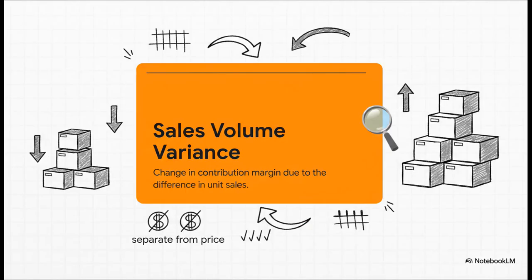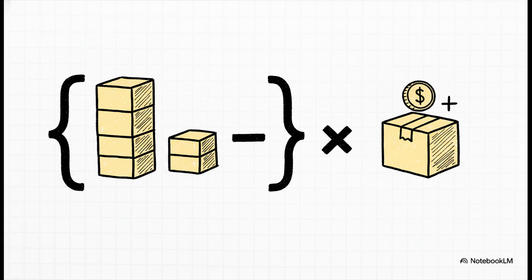All right, now for the other side of that coin, the sales volume variance. This one measures the impact of simply selling more or fewer units than you planned on. It completely ignores the price for a second and just focuses on the quantity. The formula here is also pretty straightforward.